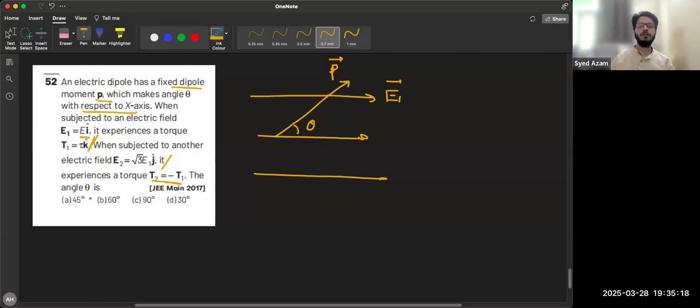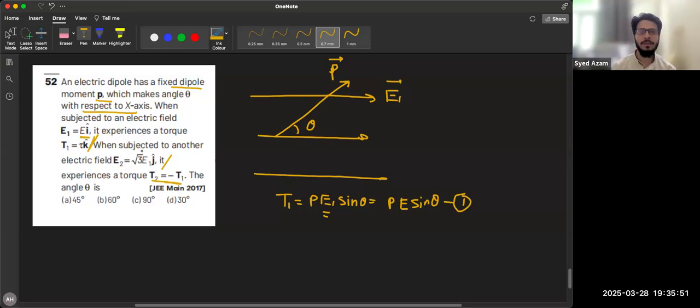The torque acting on the dipole is T1. So the expression of torque will be P E1 sin theta. Now, what is E1? E1 is E i cap. The direction of E1 is along the x-axis and the magnitude is E. So instead of the magnitude of E1, I can write E. So this is PE sin theta. Is it clear up to here? Yes, sir. Okay.